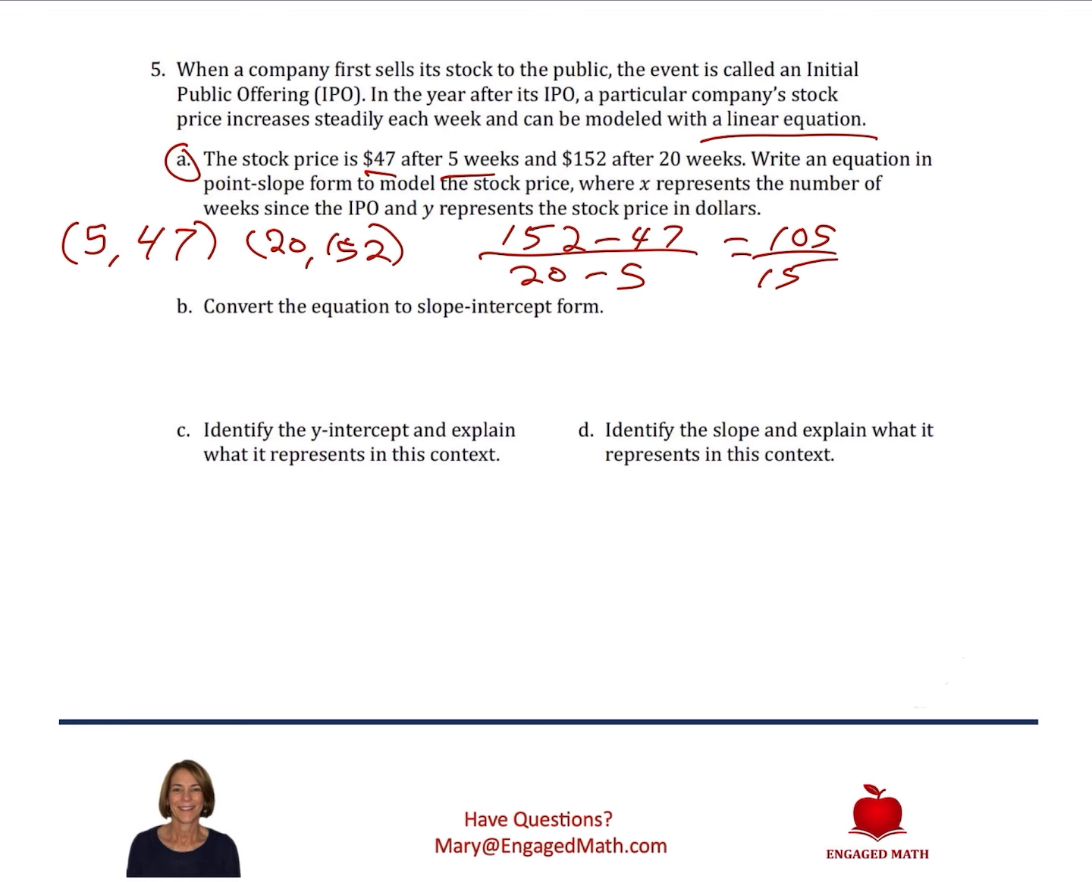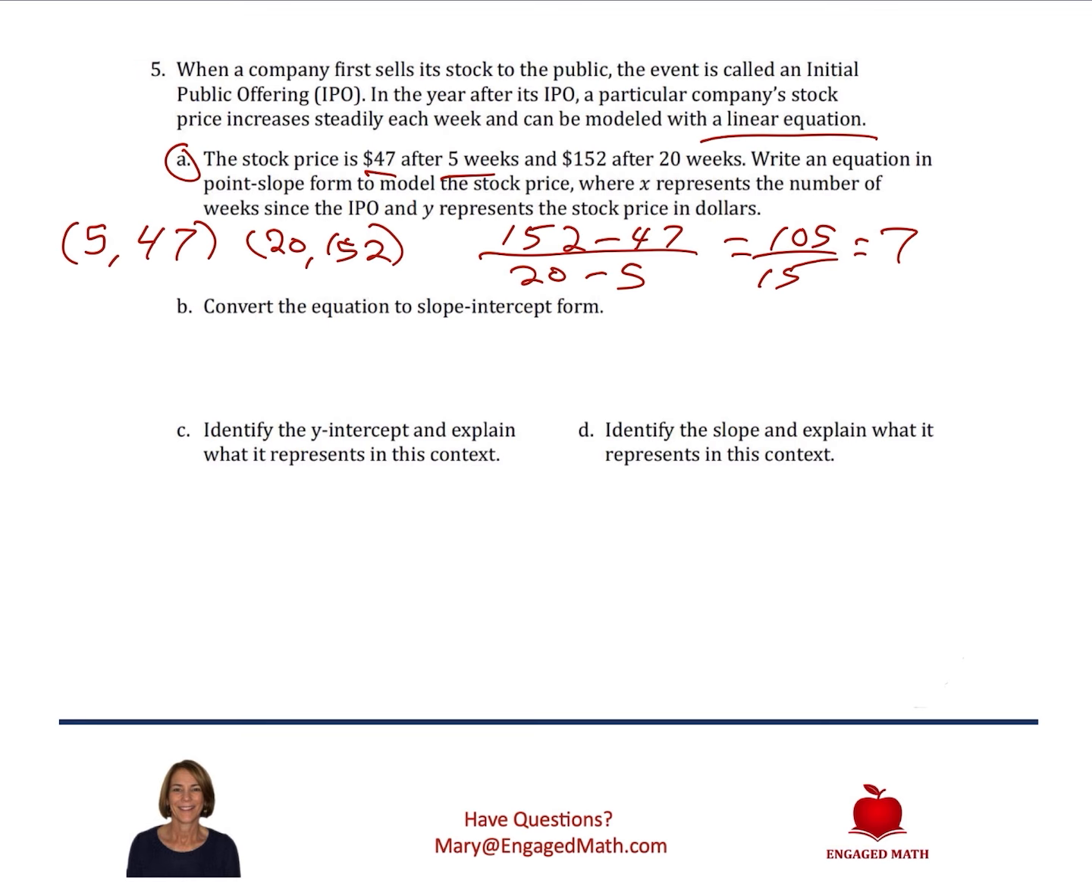Try not to use a calculator for this, but if you know that 30 is 15 times 2, let's see if this makes sense. 15 times 6 would be 90. So we know that 15 goes into 105 7 times. But if that was a little tricky, feel free to do it by long division, do some paper and pencil checks, or if needed, use your calculator.